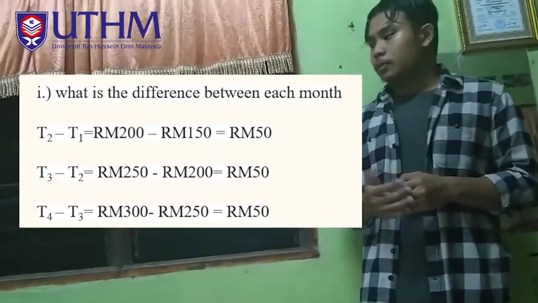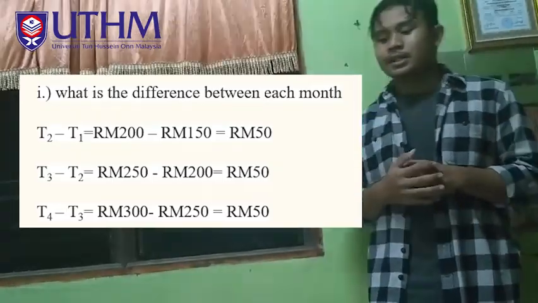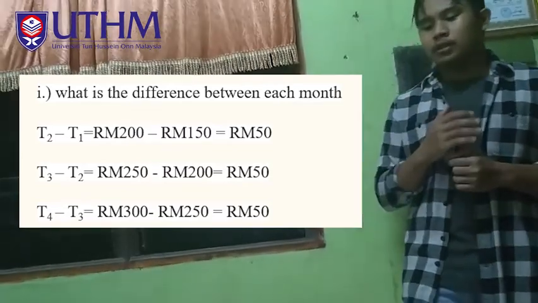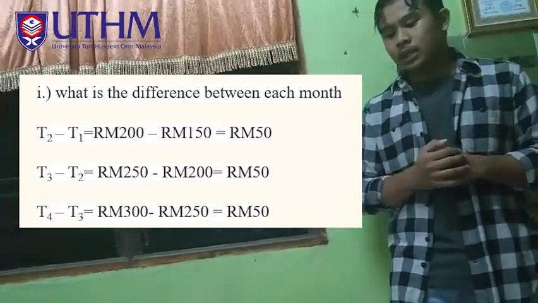After you find the list of money that he gets for the 4th month, you can find the difference between each month, and I'm gonna put the solution beside me. You can see the difference between each month is 50 ringgit. So the difference between each month is the same.